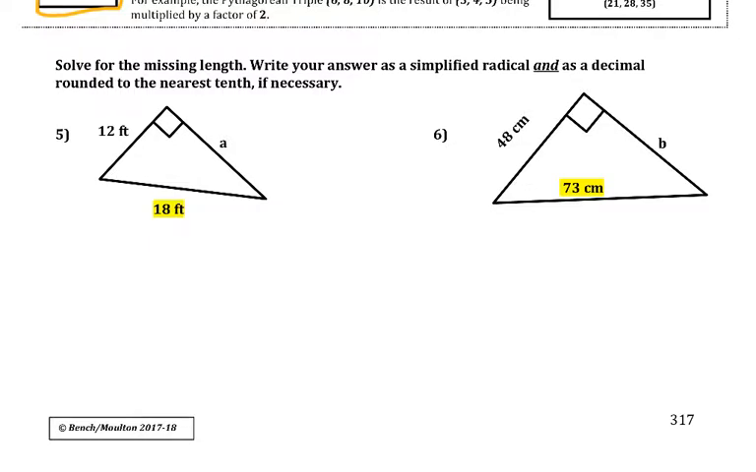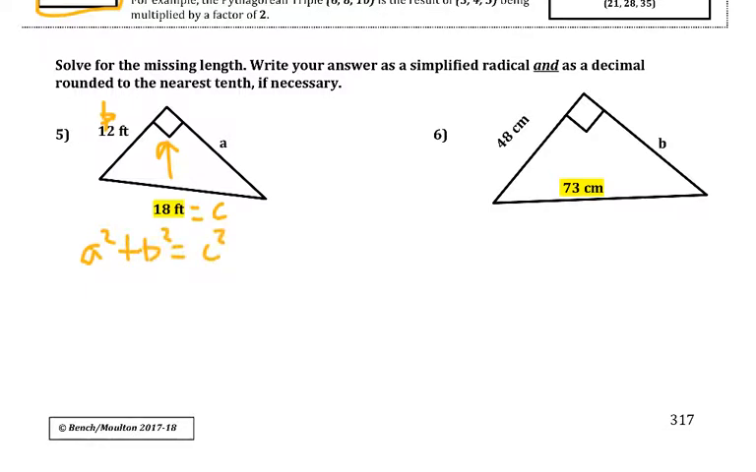So number 5, we have the side lengths 12, a, and 18. And notice that 18 is across from the right angle. So the 18 is the hypotenuse, or c. So now we can use a, and we'll call 12 b. And I like to label them so I know which one's which. And I'm going to set up our Pythagorean theorem equation. So a squared plus b squared equals c squared.